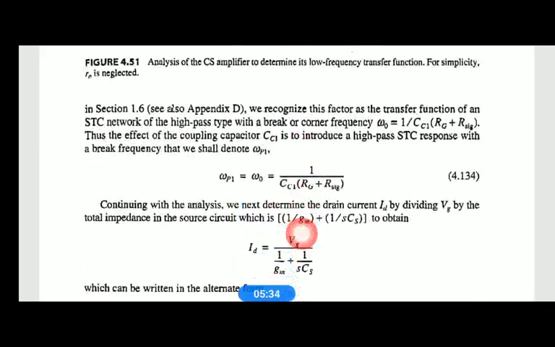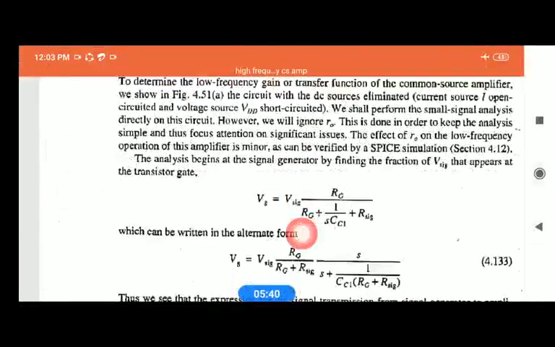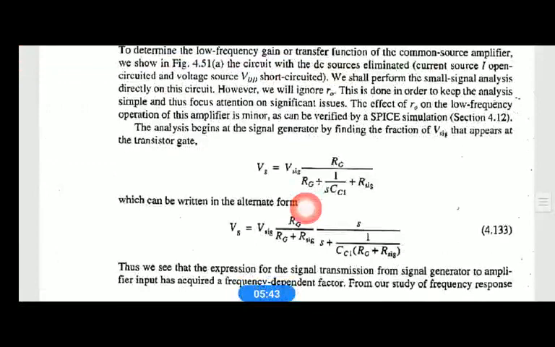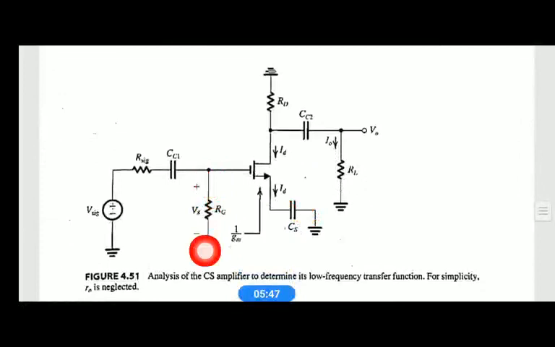Let's first derive the cutoff frequency due to CC1, right? Looking at the equivalent circuit, the voltage VG is the drop across RG. By applying the voltage divider rule, we can write V signal into RG divided by the sum of these three: the resistance R signal, the resistance RG and the reactance.